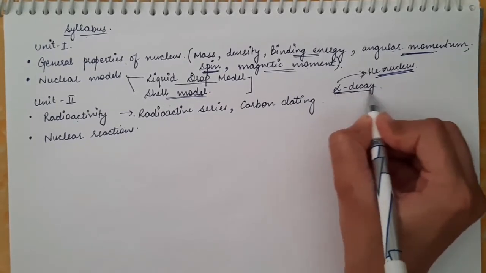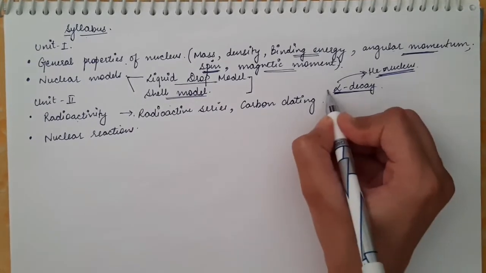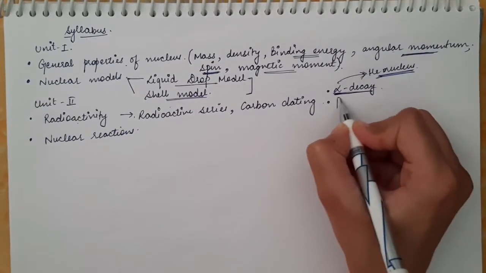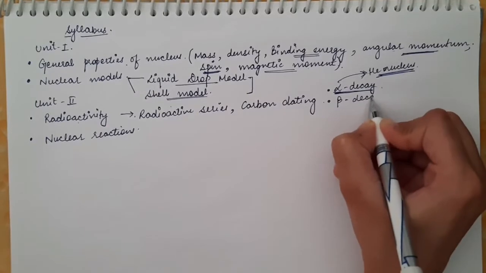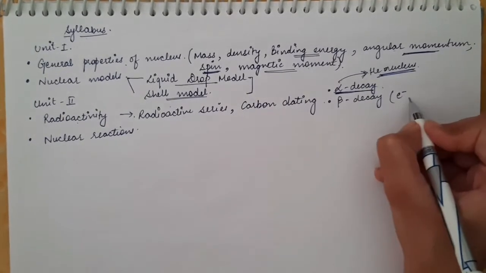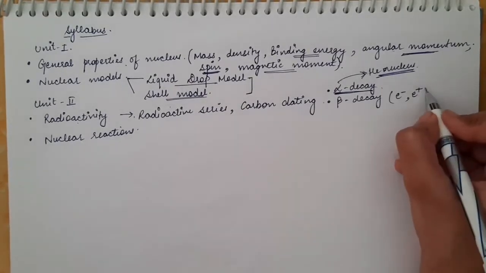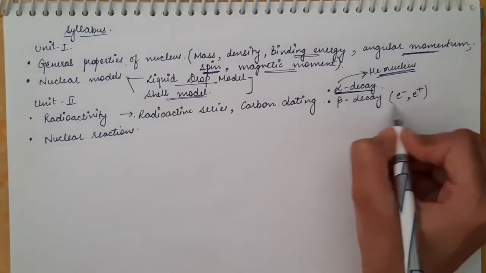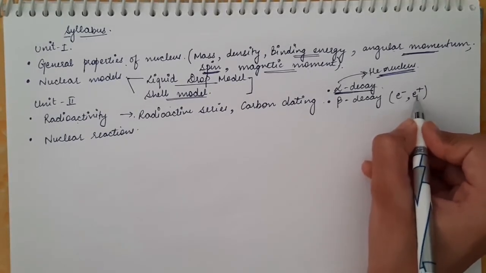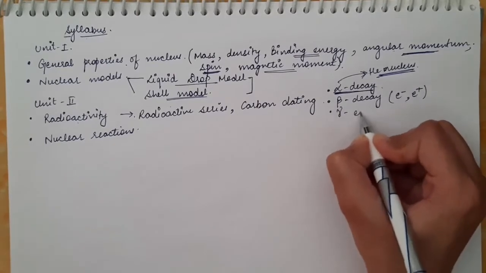We will look at the process behind it, the theory behind it, and then the second decay is beta decay. Now, beta particles can be electrons, that is beta negative decay. It can be positrons, that is beta positive decay. So we will look at how the electrons or positrons are emitted from the nucleus. And the last one is gamma emission.